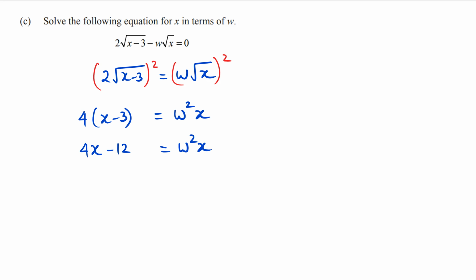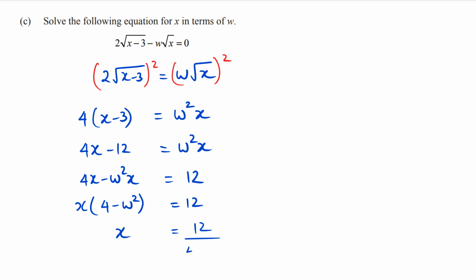Now we want to write x in terms of w. So what I'm going to do is bring all the x's together. So I could actually say something like this: 4x minus w squared x. Switch the 12 over to the other side, it becomes positive. And at this point, x is a common factor. x(4 minus w squared) equals 12. And then x is equal to 12 divided by 4 minus w squared.